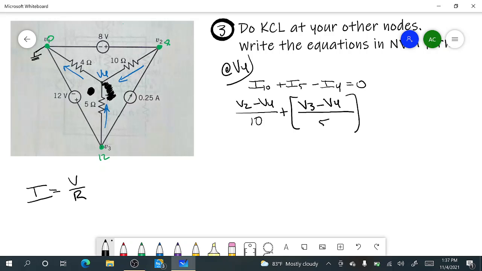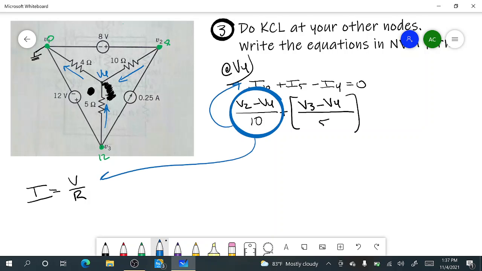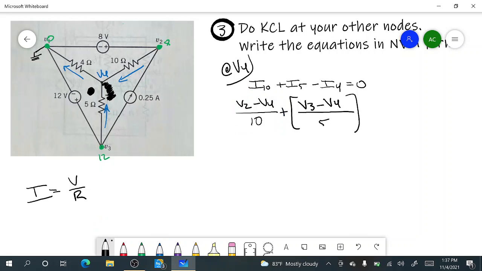Okay? Now, mind you, this is current. These are voltages, but the entire group does represent current because I is V over R. Okay? And a lot of students kind of mess it up. When you have just V2 minus V4, that's voltage. But V2 minus V4 divided by 10, that whole group is the current.